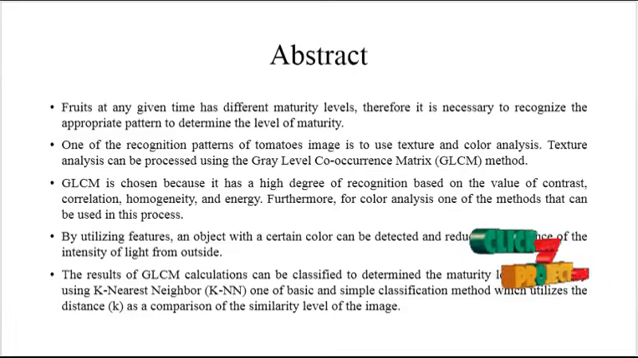One of the recognition patterns for tomatoes or any other fruits and vegetables in an image is to use texture and color analysis. Texture analysis can be performed using the Gray Level Co-occurrence Matrix, that is the GLCM algorithm. GLCM is chosen because it has a higher degree of recognition based on the values of contrast, correlation, homogeneity, energy, entropy, and some other points.